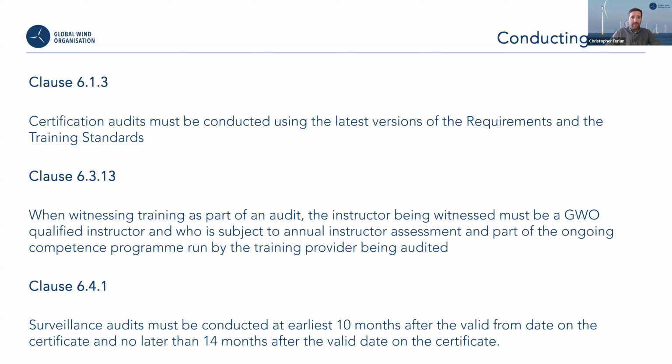Clause 6.4.1, surveillance audits must be conducted at earliest 10 months after the valid from date on the certificate and no later than 14 months after the valid date on the certificate. This isn't actually a change, it's only a change in the wording. This was previously described in the same way. However, it was unclear, so we've made it clearer. So essentially, you cannot go out and do your surveillance audit until at least 10 months after the previous audit, but no later than 14 months. Previously it used to say in the earlier version, plus minus 2 months within the 12 months period. This is just clarifying exactly what that means.